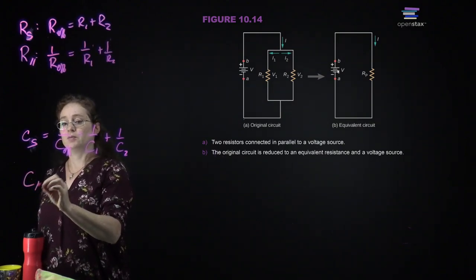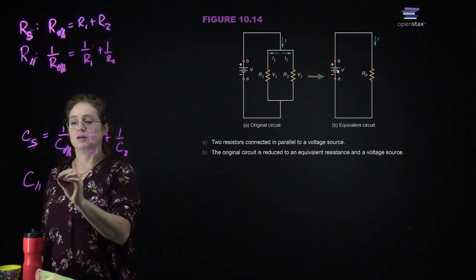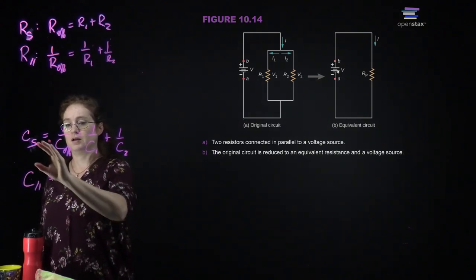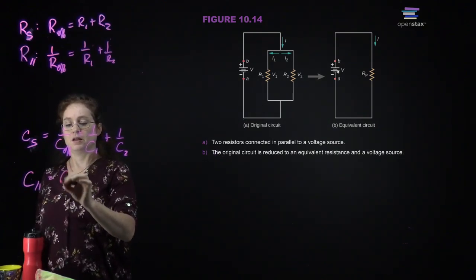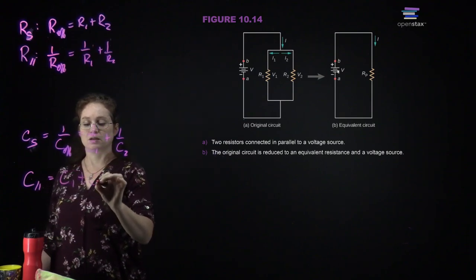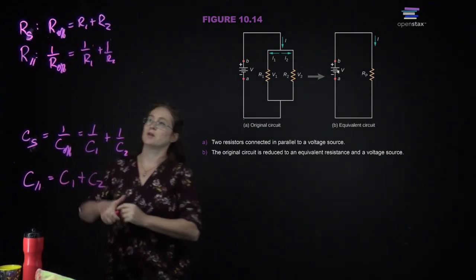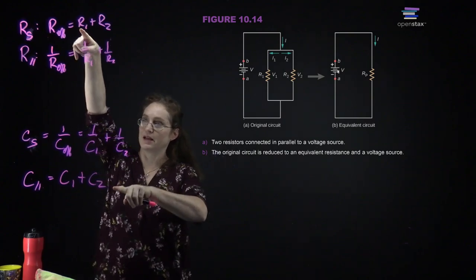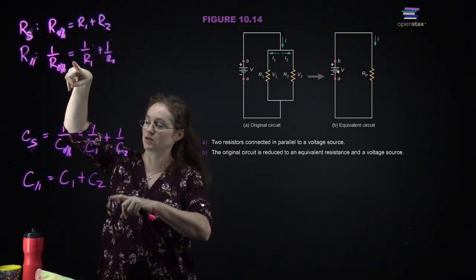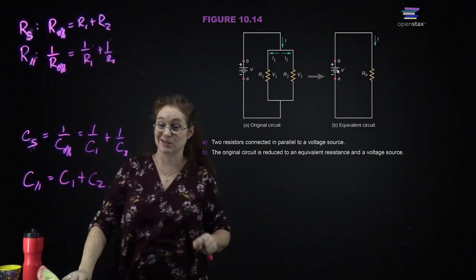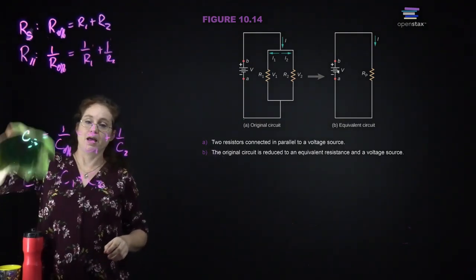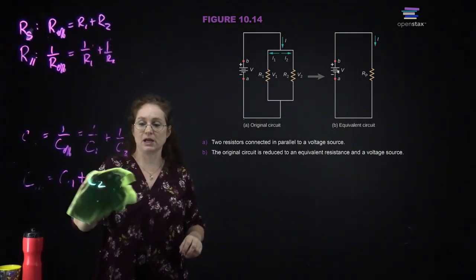Capacitors in parallel, they add like capacitance 1 plus capacitance 2. So resistors in series add like capacitors in parallel. Resistors in parallel add like capacitors in series. All right. That said, now we can start looking at this circuit.